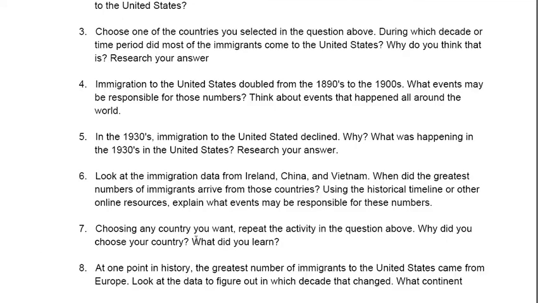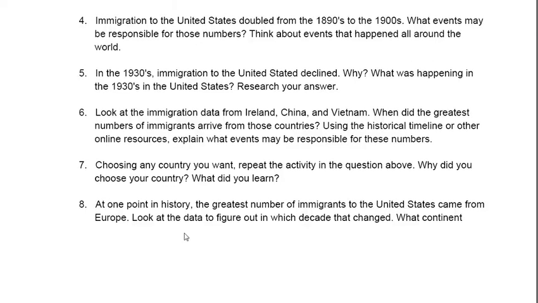So choosing any country you want, repeat the activity in the question above. Why did you choose your country? What did you learn? So again, you're doing the same thing. You're telling me when the greatest number of immigrants arrived in the United States from whatever country you chose. Hopefully you're not choosing Ireland, China, or Vietnam. And then you're going to tell me what events caused those immigrants to come to the United States, whatever country it is. Okay? You need to tell me why you chose your country and what you learned about your country.